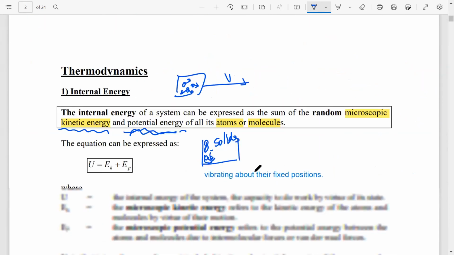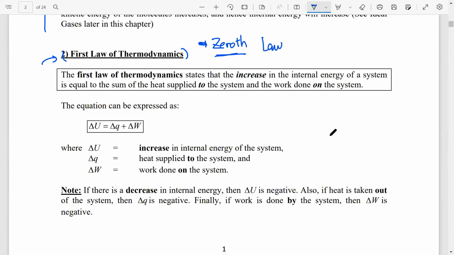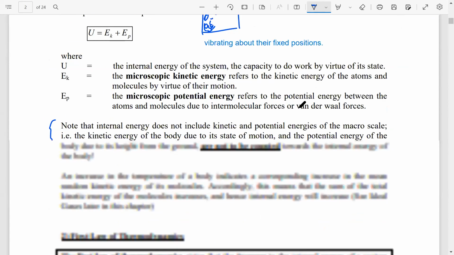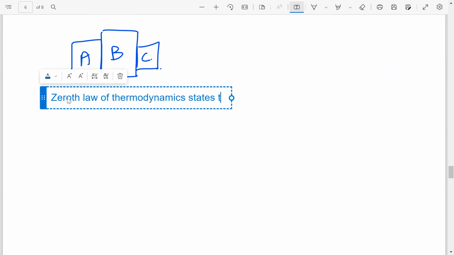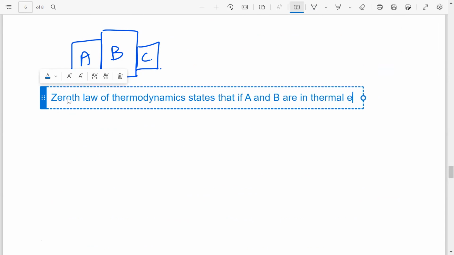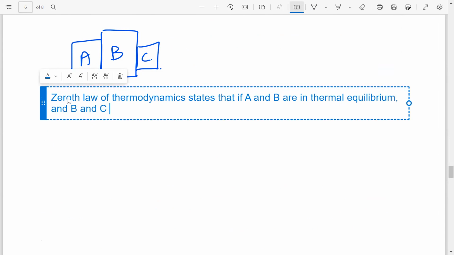Okay, so zeroth law. Let me find a place to write. Okay, maybe here. Now, for the zeroth law, let's say you have object A, object B, and object C. Let me just type it out here. The zeroth law of thermodynamics states that if A and B are in thermal equilibrium, and B and C are in thermal equilibrium, then A and C are also in thermal equilibrium.